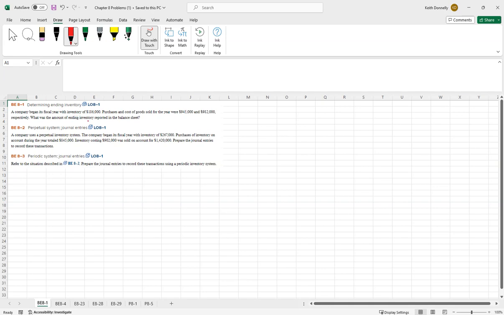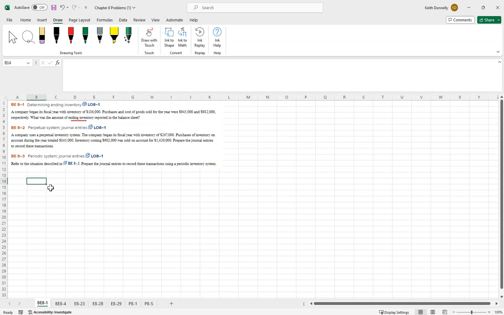They want to know what amount of ending inventory should be reported on the balance sheet. Then they give us some facts. A company began its fiscal year with 186. Purchases and cost of goods sold for the year were 945 and 982 respectively. So purchases were 945, cost of goods sold were 982. How do we deal with this?